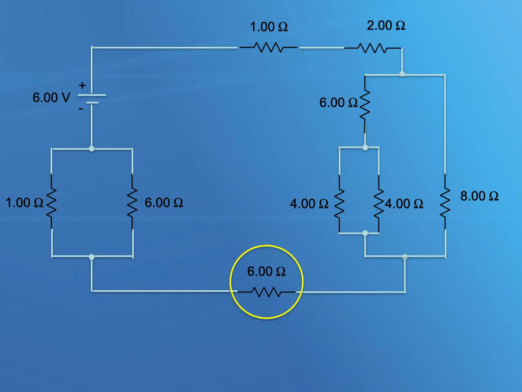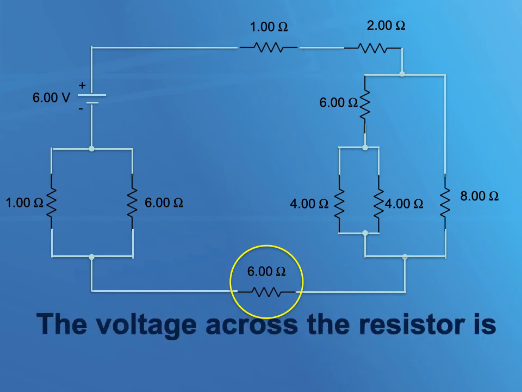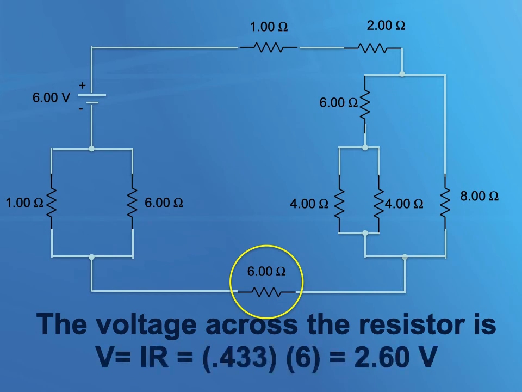Okay? What about this resistor down here, this 6 ohm resistor? Well, again, IR, again, the current is the same because it's just right through the wire. It's a series resistor. The current is 0.433 like it is for the circuit. 6 ohm resistor, that's 2.6 volts. It takes a lot of energy to get through that 6 ohm resistor compared to the 1 ohm resistor.